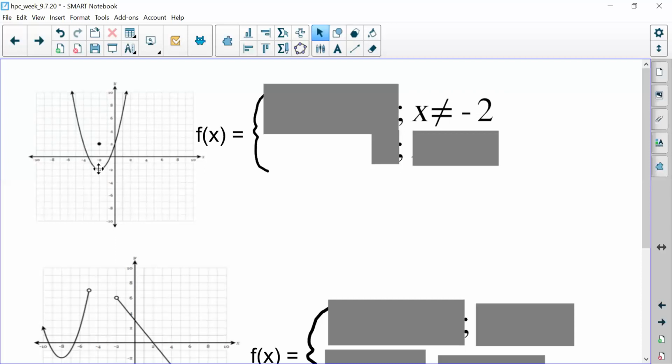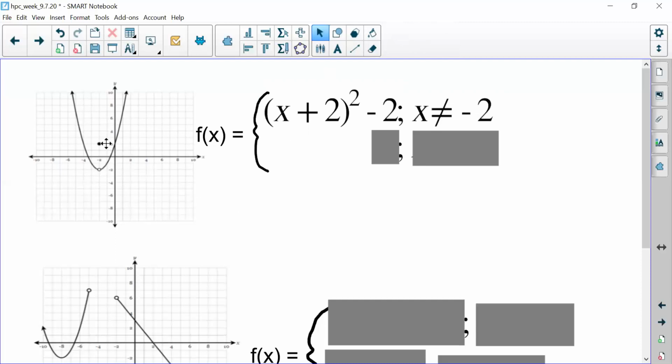From the vertex, if I go over 1, I go up 1. And if I go over 2, I do go up 4. 1, 2, 3, 4. So there is no vertical stretch here. It's just simply to the left 2 and down 2. So x plus 2, moving it to the left, squaring that, making it a parabola, and minusing 2, sinking everything down 2. How do you do this? Well, there's actually lots of solutions here.